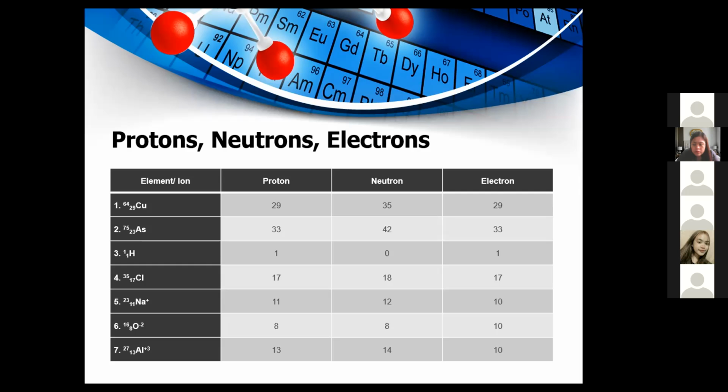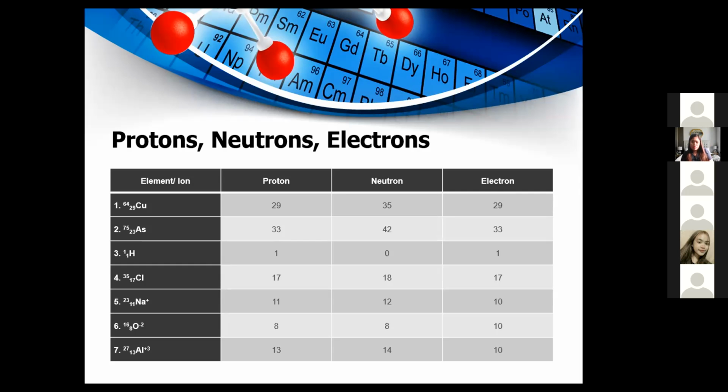Sa number 5, we have sodium, tapos ang atomic number is 11, atomic weight is 23, and nakikita natin dito na it has a charge, which is a cation, and then our proton is 11, neutron is 12, and electron is 10. So bakit hindi the same yung electron natin sa proton natin? Kasi we have a charge here. So ang charge niya is positive 1.